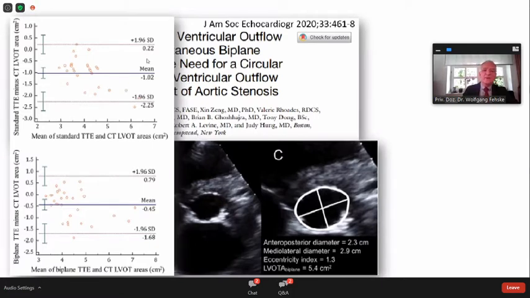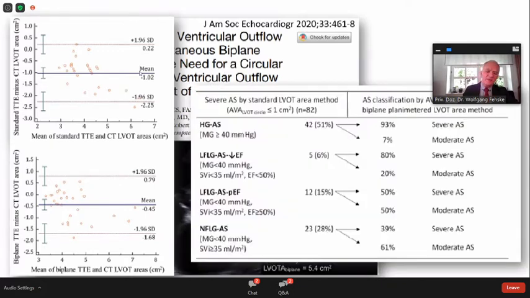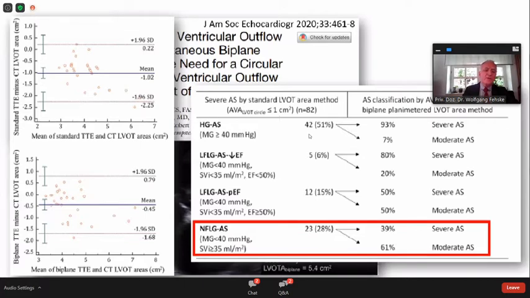And this also has an extreme consequence on how many patients, for instance, you will find with normal flow, low gradient aortic stenosis. If you take the oval-shaped orifice area, then you will find that 61% of those patients who have been defined before only by taking the shorter diameter as normal flow, low gradient aortic stenosis, definitely have a moderate to severe aortic stenosis. You must keep that in mind.